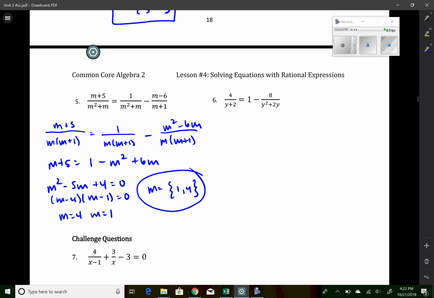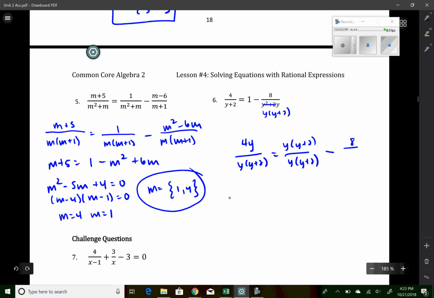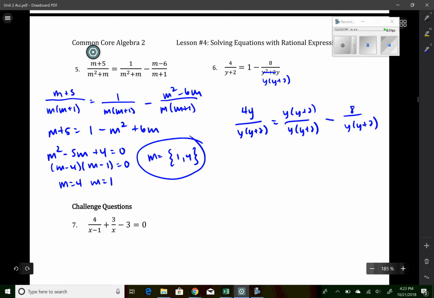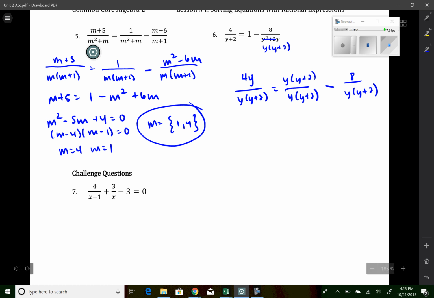For the last one, I see my common denominator is going to become y times y plus 2. So the first fraction I'm going to multiply by y, so that's going to give me 4y all over y times y plus 2. The second fraction is 1, so I'm just going to put the same thing over itself to make it so that I have this common denominator. And the last fraction has everything I want, so I'll just leave it. Now that my denominators are all the same, I don't care about them anymore.